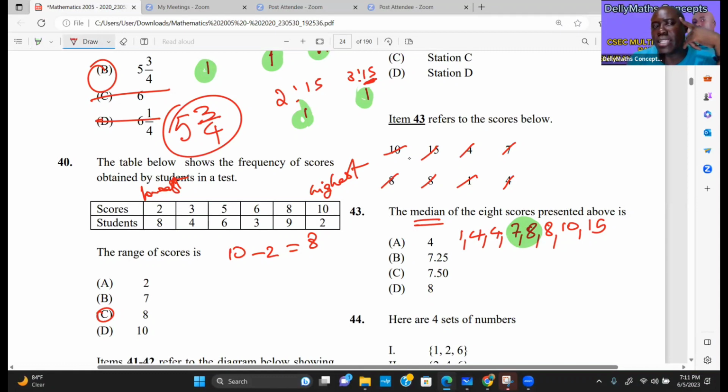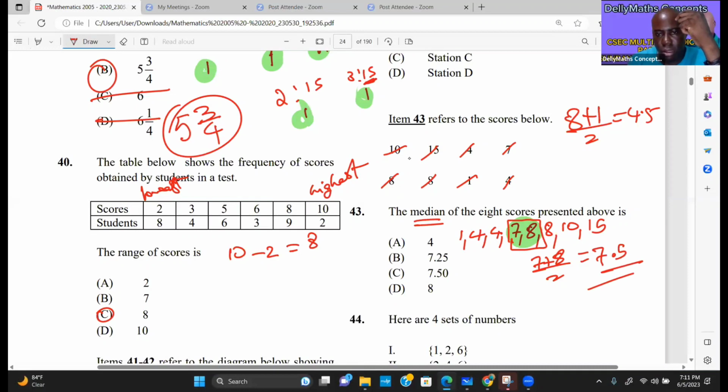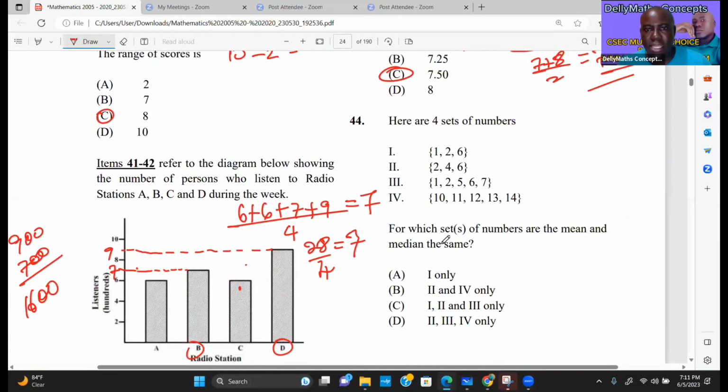Or another way you could look at it: 8 plus 1, divided by 2. This gives you 4.5, meaning you need to pass 4. The moment you pass 4, you're right there, at these two. There's no 4.5 in it, I'm just saying. These are in the middle, but you have to add them and divide by 2. Whenever you find two things in the middle, add and divide by 2. You'll definitely get 7.5 as your median. Median means middle.